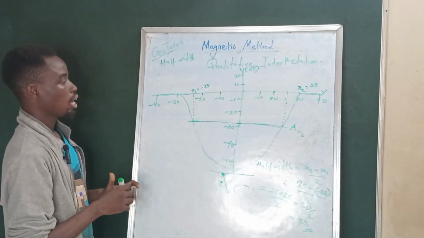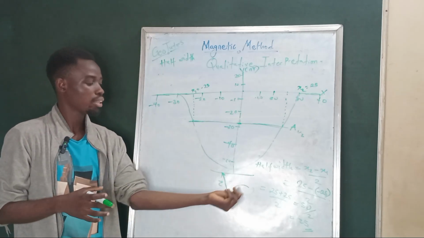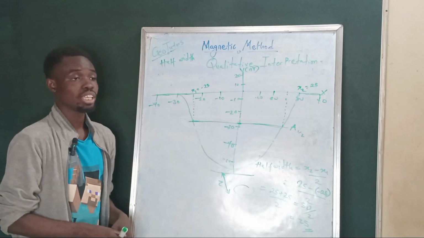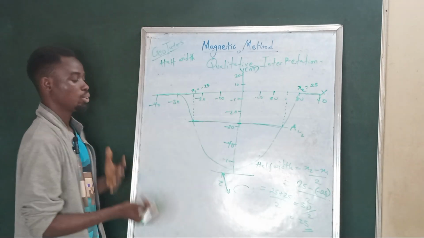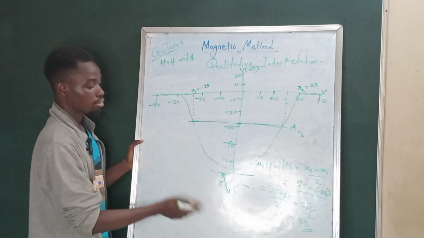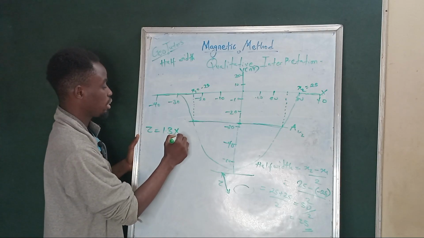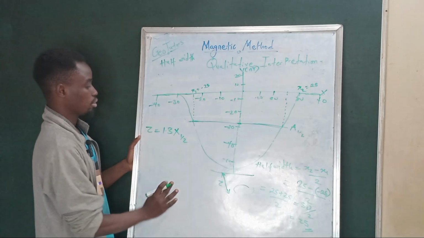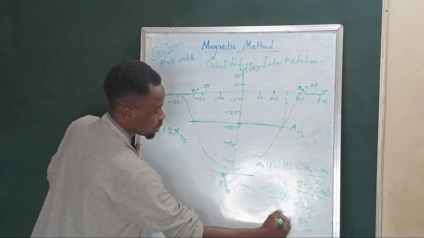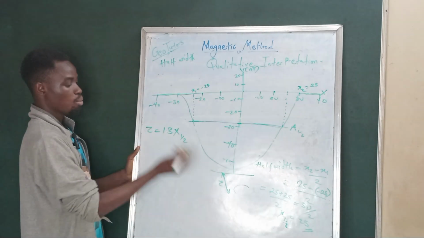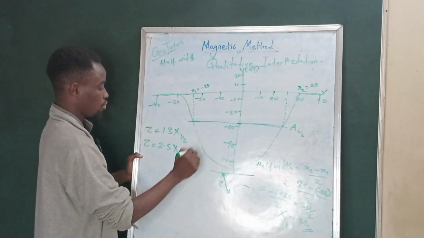So there are assumptions of the kind of shape this ore could be. It could be a cylinder, it could be a sphere. Most times we use these geometrical plane shapes. If we assume that it's a cylinder, z is equal to 1.3 x half, where x half is your half width. But if we assume that it's a sphere, z is equal to 2.5 x half.